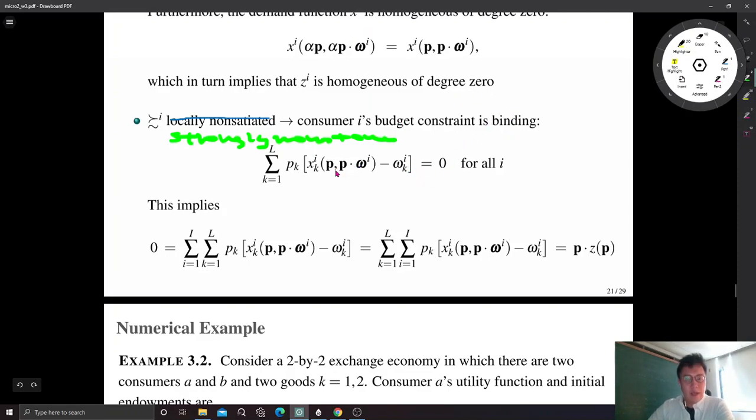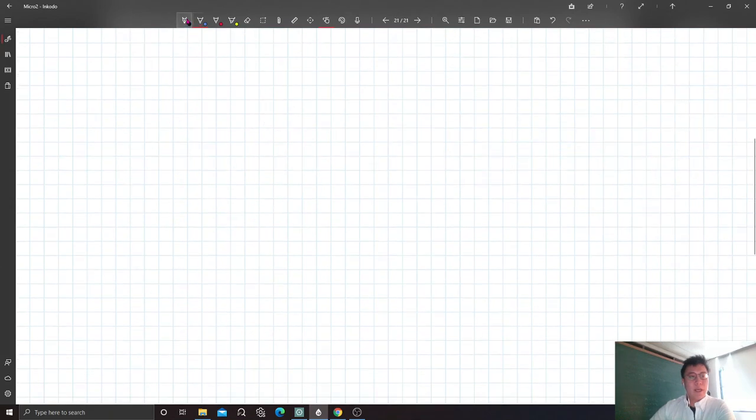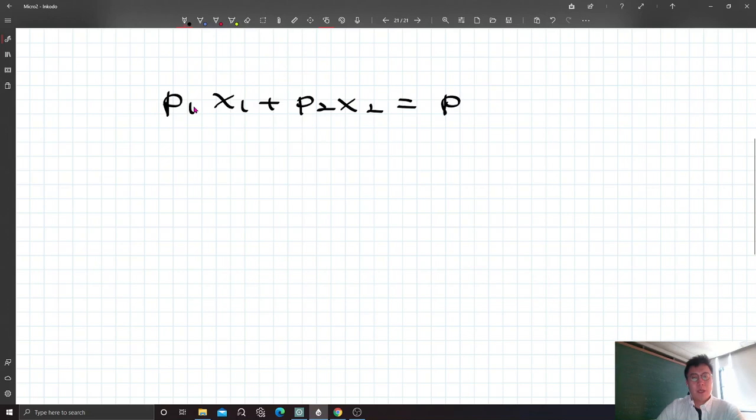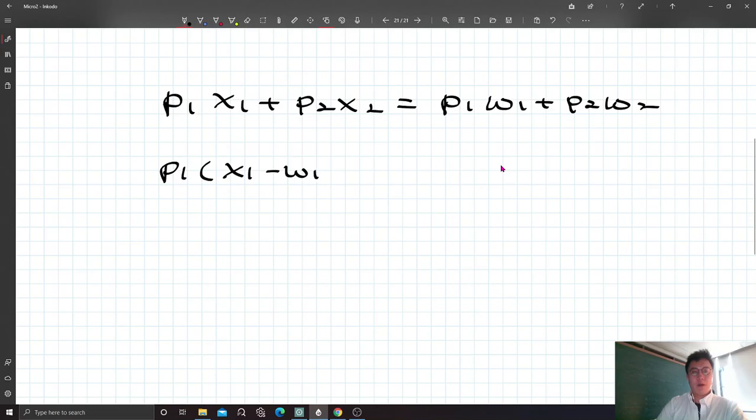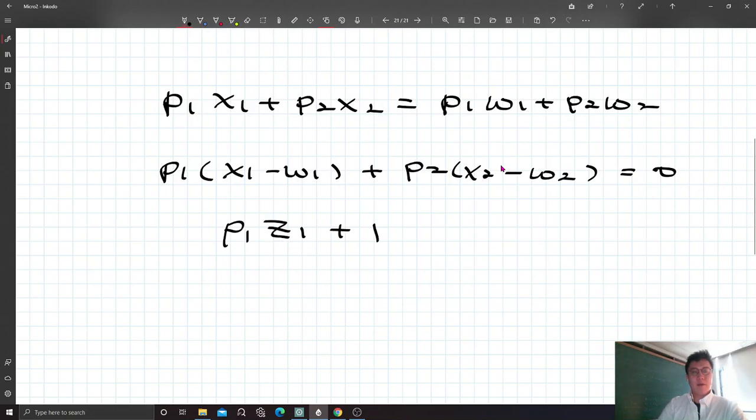Okay? So with this, in a pure exchange economy, in case of two goods, that means p1 x1 plus p2 x2 must be equal to p1 omega 1 plus p2 omega 2. So the market value of the consumer's initial endowment should be equal to total expenditure. The budget constraint must be binding whenever the consumer's preference relation is strongly monotone. So we can rewrite this as p1 (x1 minus omega 1) plus p2 (x2 minus omega 2) is equal to 0. And using the excess demand function, we can rewrite this as p1 z1 plus p2 z2 is equal to 0. All right? In case of two goods.